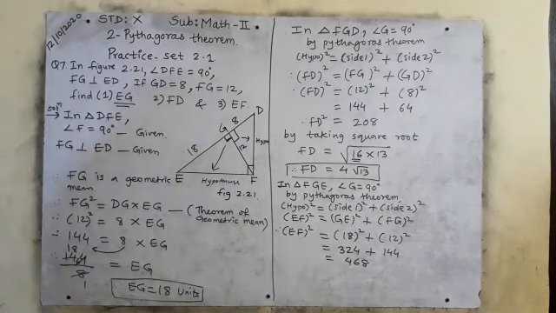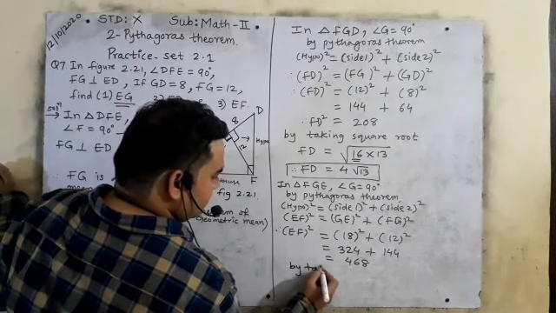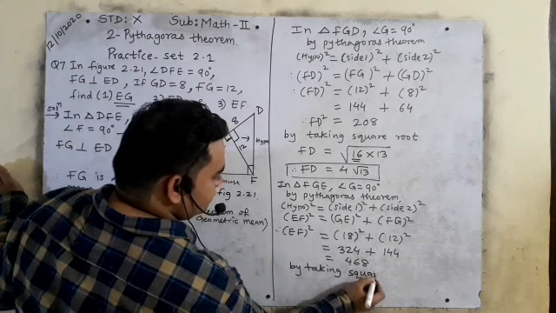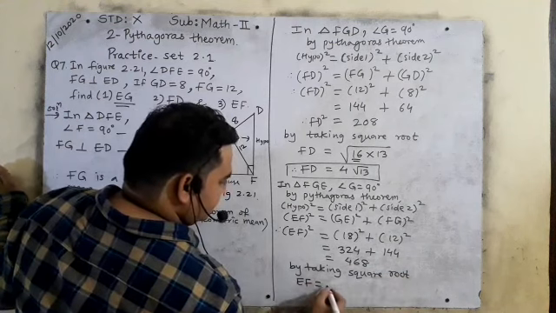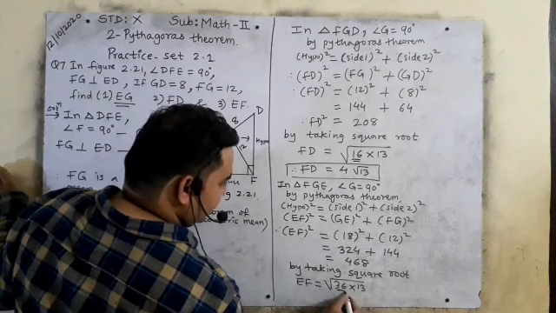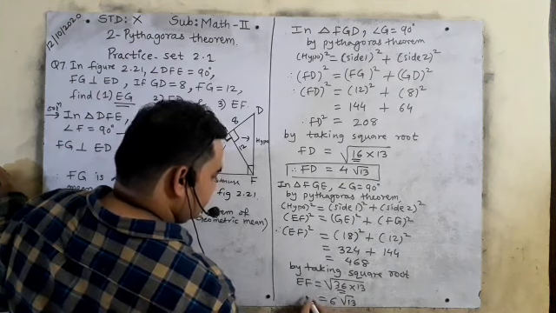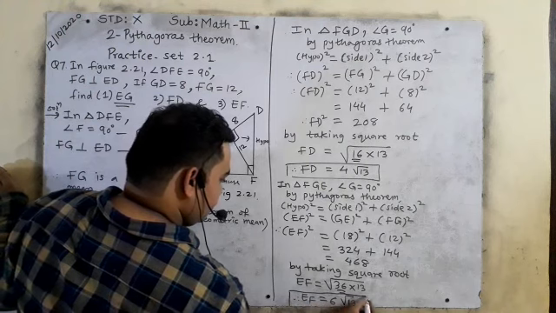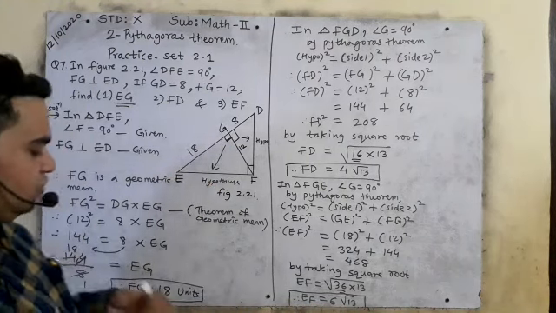By taking the square root, EF is equal to the square root of 36 multiplied by 13. 36 is the square of 6, so 6 root 13. EF is equal to 6 root 13. So this is how you have to solve this question.